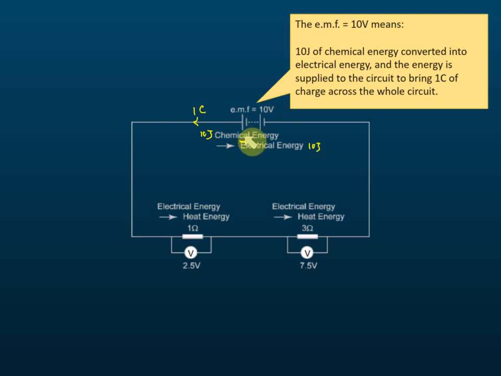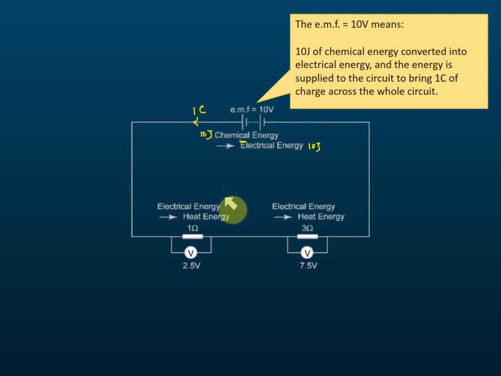If we have 20 volts, the charge moves faster. If you have 30 volts, then it moves even faster. So this energy is related to how fast the charge moves. The more energy, the faster the charge moves, and the faster the charge moves, the higher the current. Current is a measure of how fast the charge moves. So that is what it means by e.m.f: how much energy is supplied to the circuit to move 1 coulomb of charge.